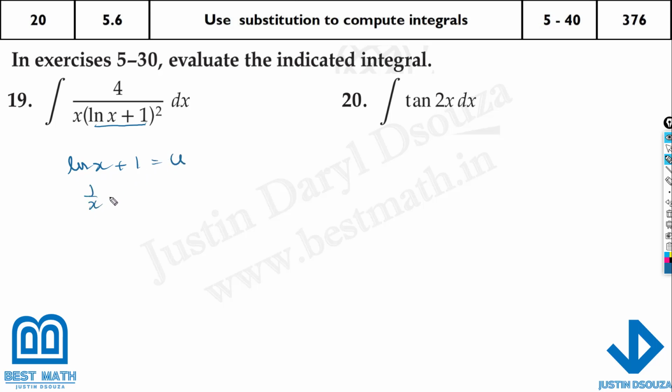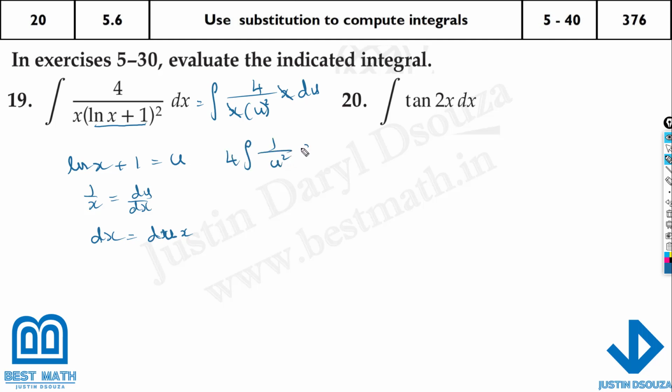It's going to be 1 by x equals du by dx. We need the dx value, so dx will be equal to du times x, or x times du. It's the same thing. I'll substitute back in the given question: 4 divided by x, whatever is there over here becomes squared, and this becomes x times du. So this x cancelled off. You have 4 integral 1 by u squared du.